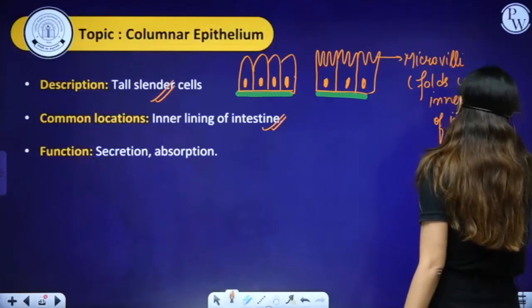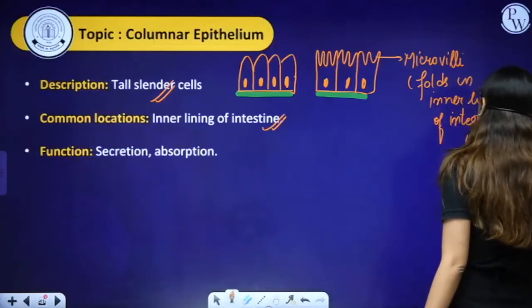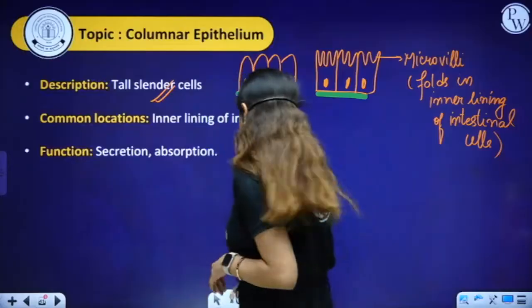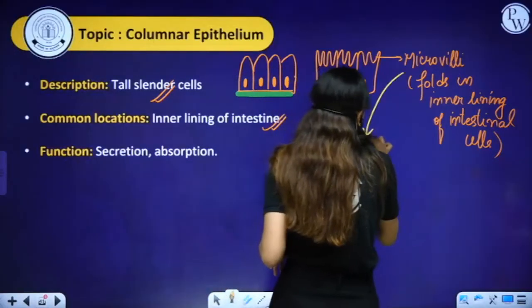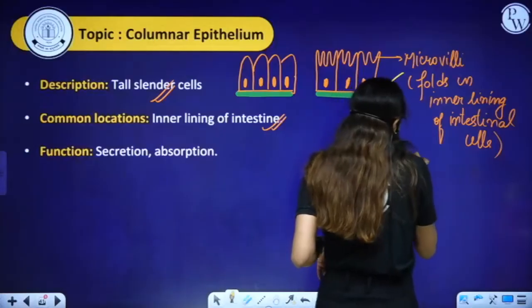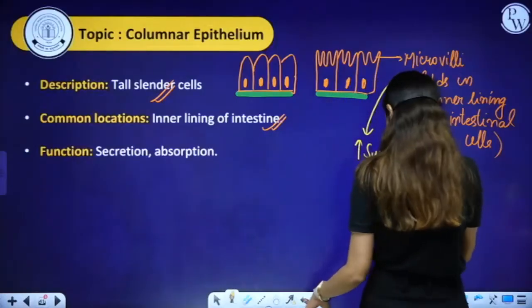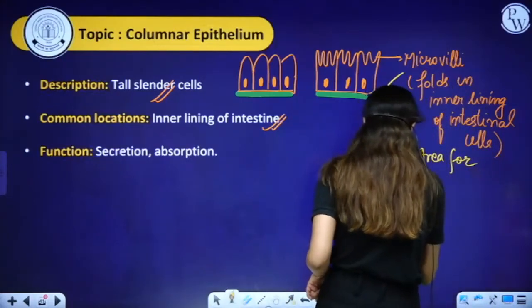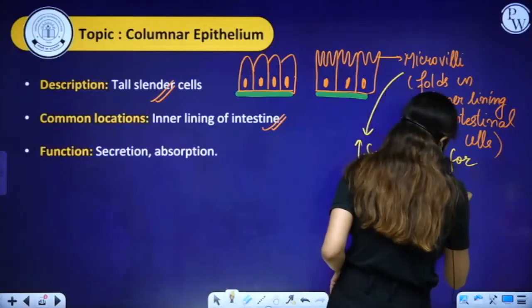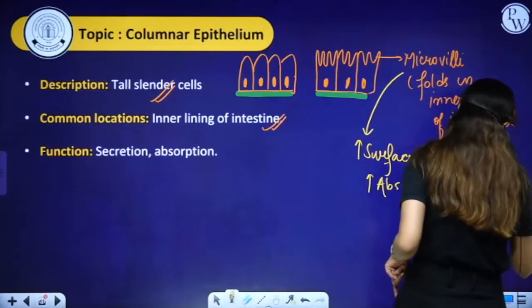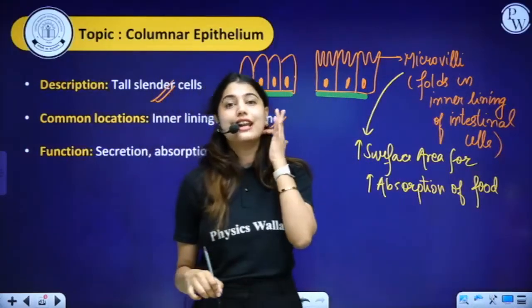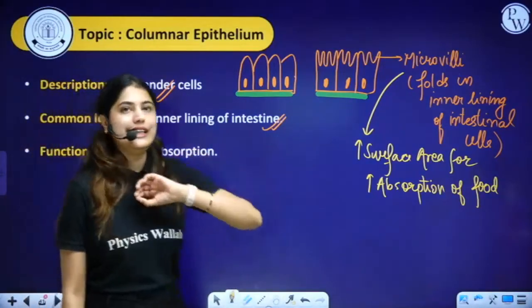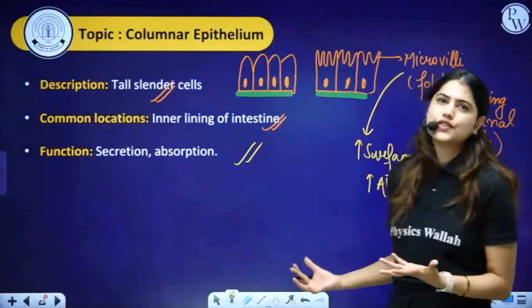Now, what are these folds doing? They are obviously increasing the surface area. The more the surface area, the more the absorption. So they increase the surface area for maximum absorption of food, right? Wherever you see any surface area increase, that will generally be because of these finger-like projections. You remember, right? That was about the columnar epithelium. We have seen the function and the structure and all.